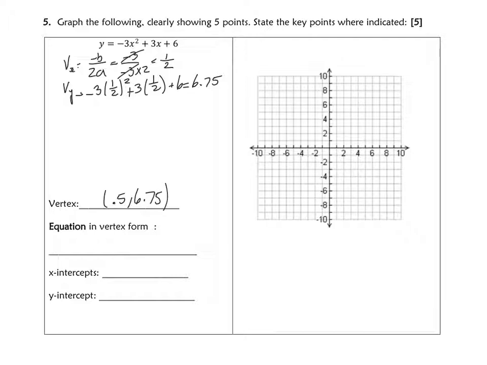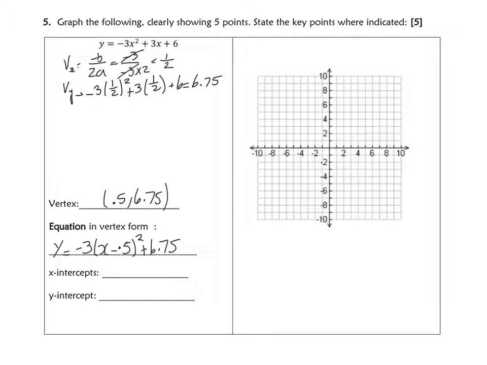The equation in vertex form is y is equal to a, which is negative 3, so negative 3 times x minus h, which is x minus 0.5 squared, plus k, which is 6.75. So that's the equation in vertex form. Now we have to find the x-intercepts.